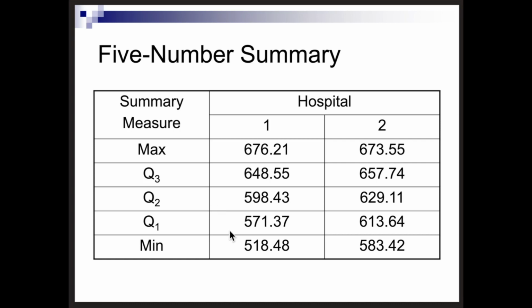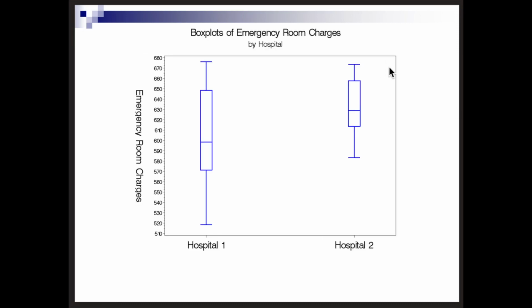I also think it's difficult to assess the shape of the data sets just looking at these values like this. But if we construct side-by-side box plots, we can see very easily that hospital 1 does appear to have much greater variability than hospital 2. Hospital 2 does tend to have the higher charges, and there does appear to be a little bit of skewness in each of these. Perhaps the data are less skewed for hospital 1 than for hospital 2, but that can be difficult to tell sometimes with box plots.